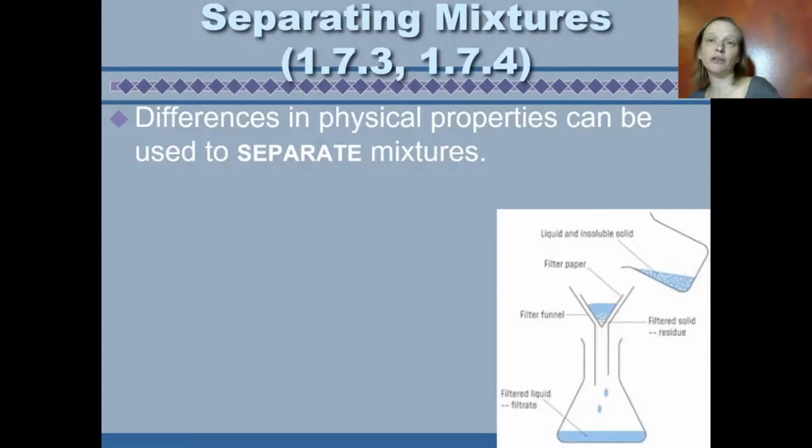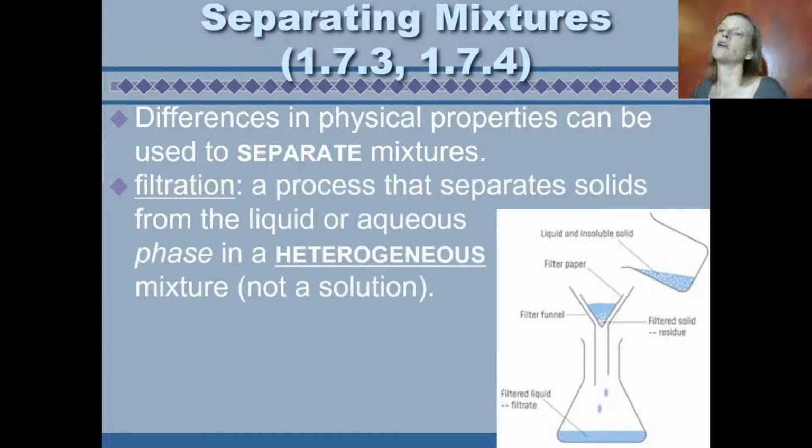So if you've got a mixture, how do you undo the mixture? How can you separate a mixture? Differences in physical properties can be used to separate mixtures. For instance, filtration is one that you may be familiar with if you ever brew coffee using a drip coffee machine, or almost any kind of coffee ends up trying to filter out the coffee grounds from the coffee liquid. But filtration is a process that separates solid from liquid or aqueous solution.